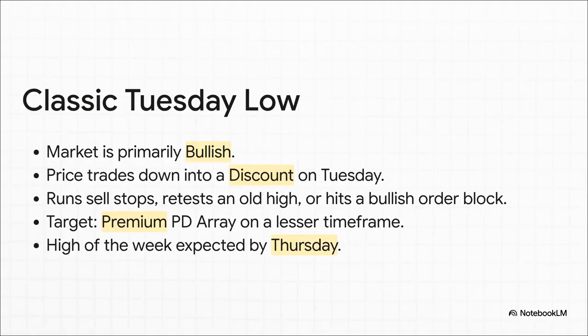So here's what you're looking for. Think of it like a checklist. First, and this is non-negotiable, your overall bias for the week has to be bullish. Second, you're watching for price to drop down into a discount area on Tuesday. Now, this move has a very specific purpose. It's either running sell stops below a recent low, or it's tapping into a bullish order block, basically an area where big players have their buy orders waiting. Once that low is locked in, the market is going to start aiming for a premium level, and you'll typically see the high of the week form by Thursday.